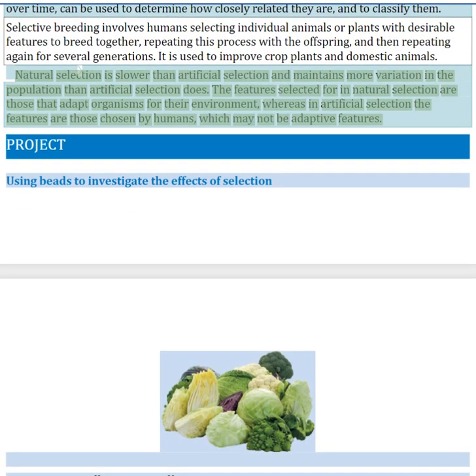Natural selection is slower than artificial selection and maintains more variation in the population than artificial selection does. The features selected for in natural selection are those that adapt organisms for their environment, whereas in artificial selection the features are those chosen by humans, which may not be adaptive features.